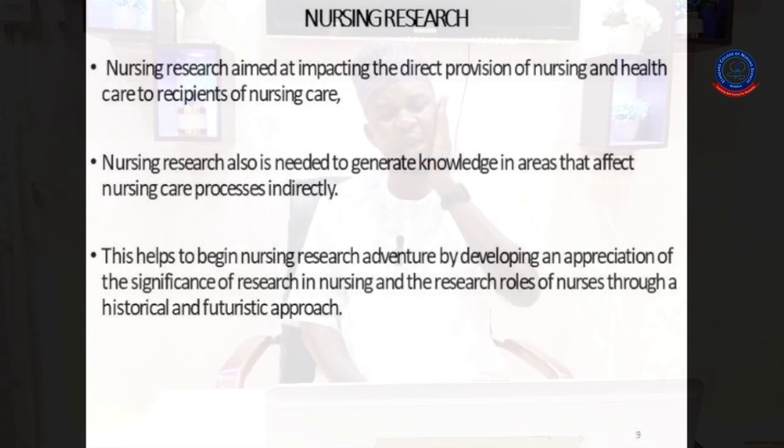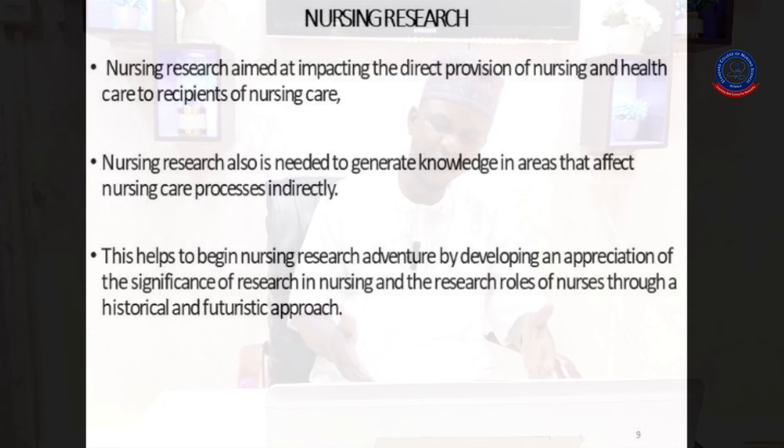Then nursing research. These are some of the importance of nursing research. Nursing research is aimed at impacting the direct provision of nursing and healthcare to recipients of nursing care. Nursing research is also needed to generate knowledge in areas that affect the nursing care process indirectly. This helps to begin the nursing research adventure by developing an appreciation of the significance of research in nursing and the research roles of nurses through a historical and futuristic approach.